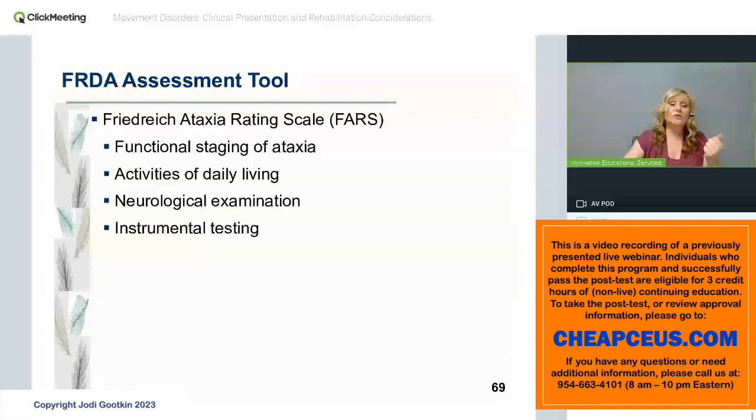So this would be the tool to utilize with this population that's going to allow you to look at not only neurologic examination, ADLs, and give you a stage of their ataxia or their incoordination. It also looks at instrumental testing. Again, we're looking at individuals who are younger in life. They may still be working, and every individual is trying to function at their highest level. So it uses like a nine-hole peg test, a timed walking test, some other measures that'll give you more information to help guide your intervention planning.